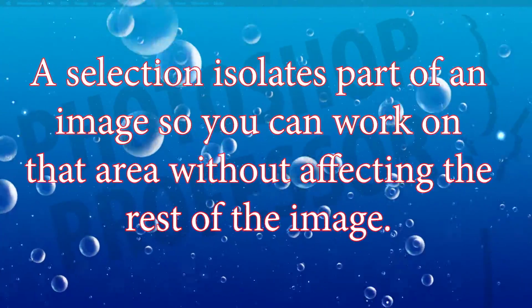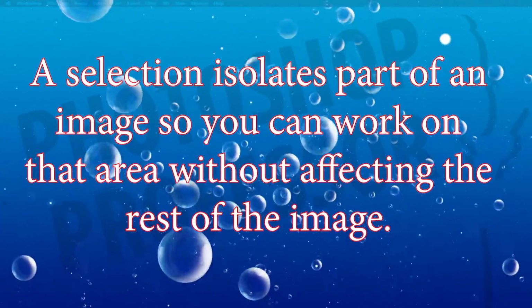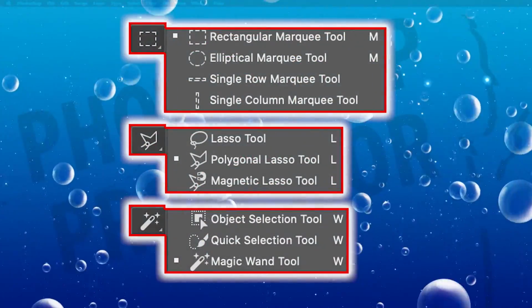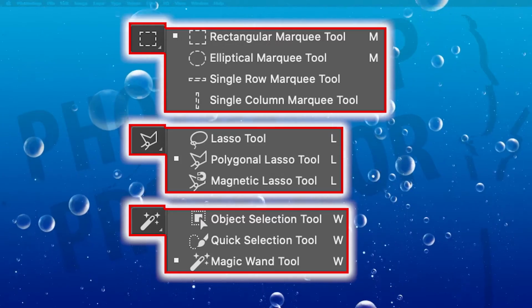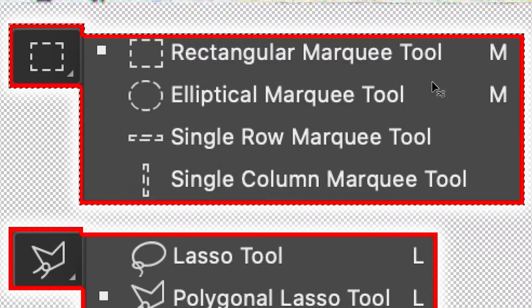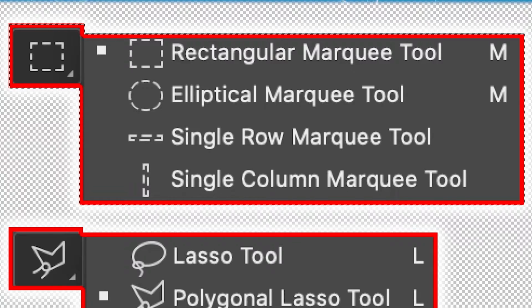Okay, first, a selection isolates part of an image so you can work on just that area without affecting the rest of the image. When you make a selection with any of the selection tools, you get an animated border, kind of like marching ants that look like they're walking around the edge of your selection. The area inside that animated border represents your selection.